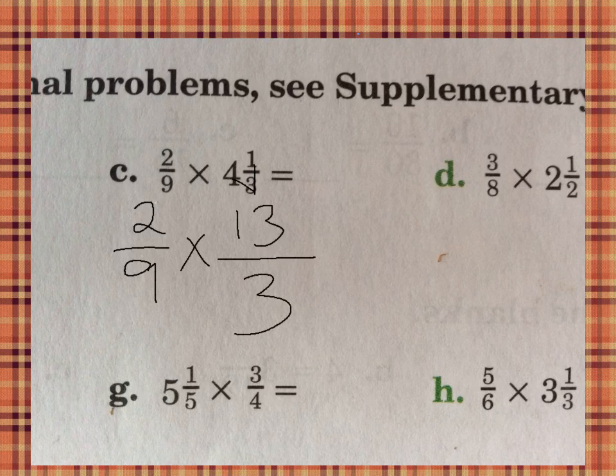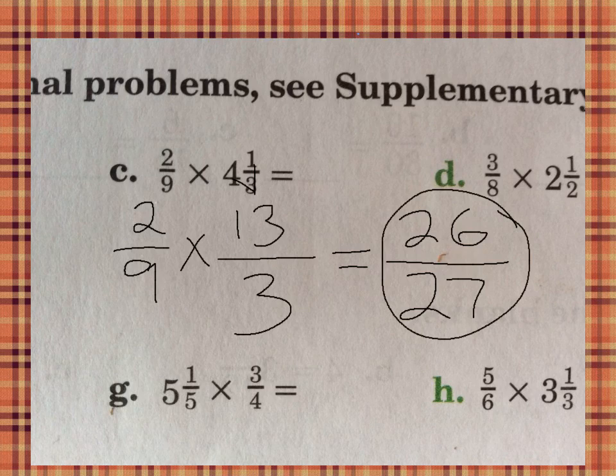Now let's see if anything can be cross-canceled. Does anything go into 2 and 3 besides 1? No. Does anything go into 9 and 13? No, not besides 1. So we're ready to multiply across now. 2 times 13 gives us 26. 9 times 3 gives us 27. And that will be our answer. 26 over 27.